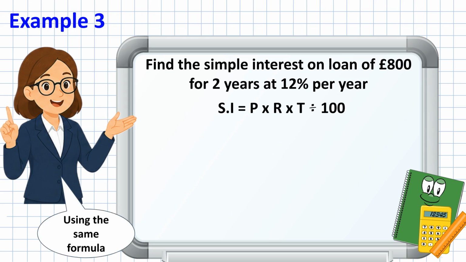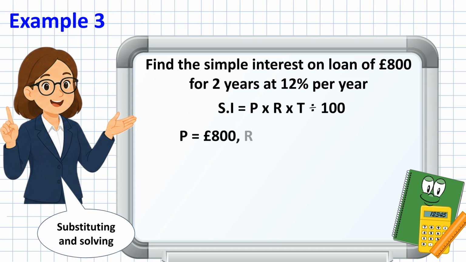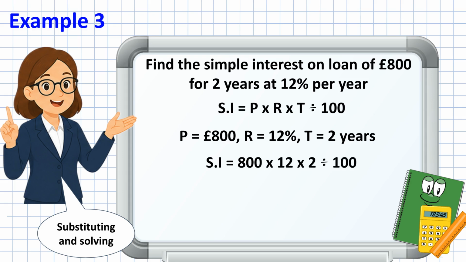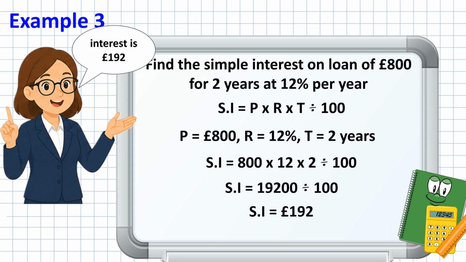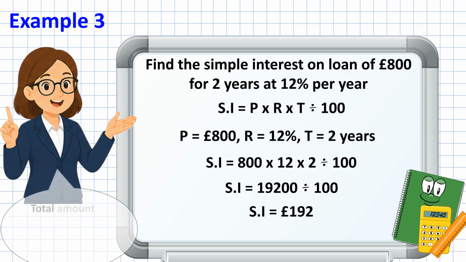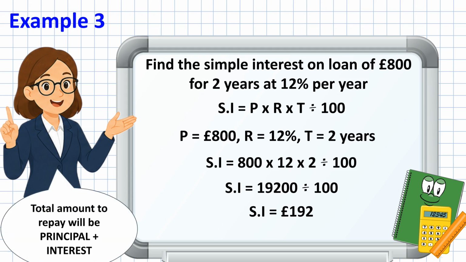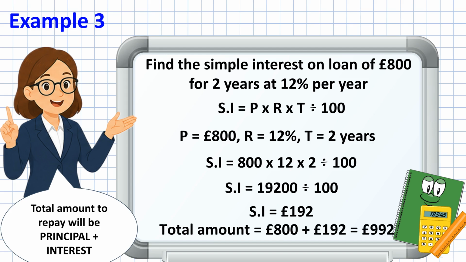We apply the same simple interest formula we used for savings. Here, the principal is 800 pounds, the rate is 12%, and the time is 2 years. By substituting these into our formula, we calculate 800 times 12 times 2, all divided by 100. Calculating the numerator, we get 19,200. Dividing by 100 gives us an interest amount of 192 pounds. The total amount to repay is the principal plus the interest, which is 800 pounds plus 192 pounds, totaling 992 pounds.